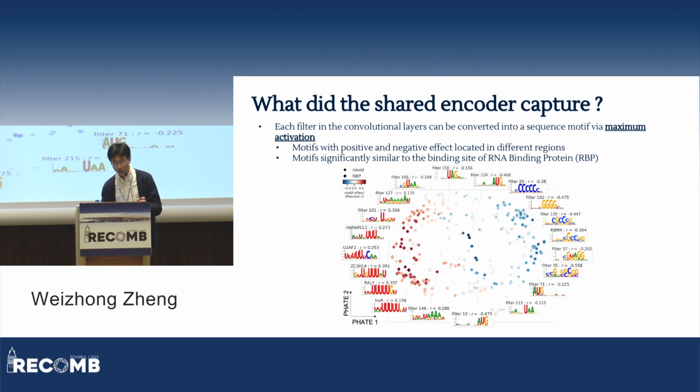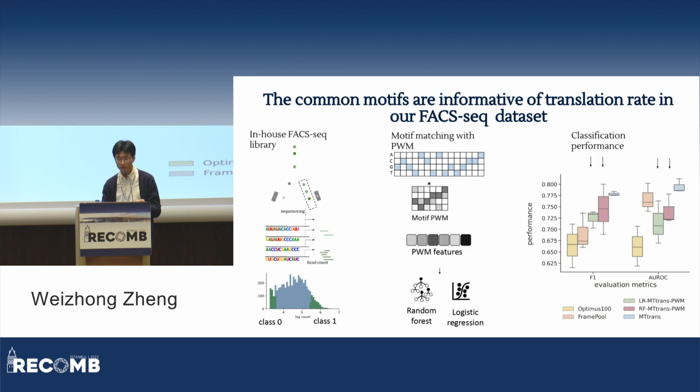Not only do we find some diamond-shaped motifs that are very similar to the binding sites of RNA binding proteins, but we also find some already known patterns like AUG, the start codon, or upstream start codons, or some of the stop codons here, which are known to regulate translation.